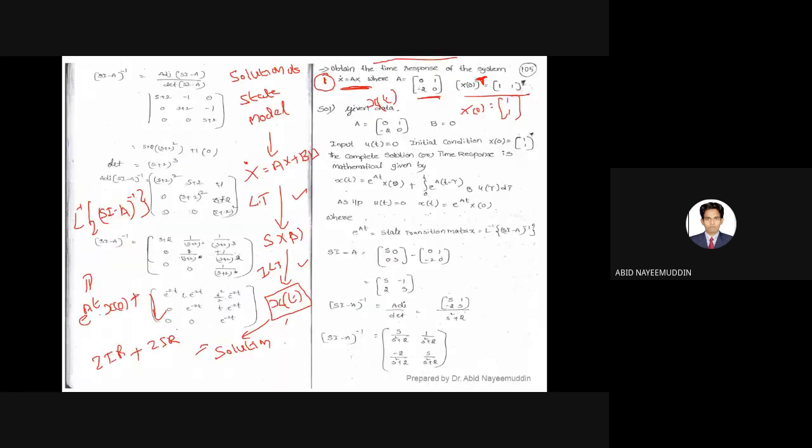Okay, now next, the same problem I have given in the notes. You just refer to those notes. We got the same answer that I just solved here. Now the last problem under this concept.